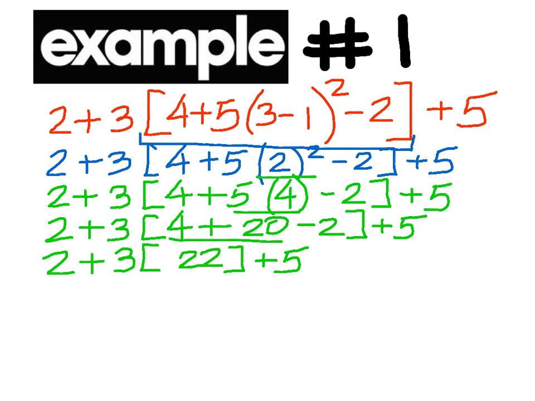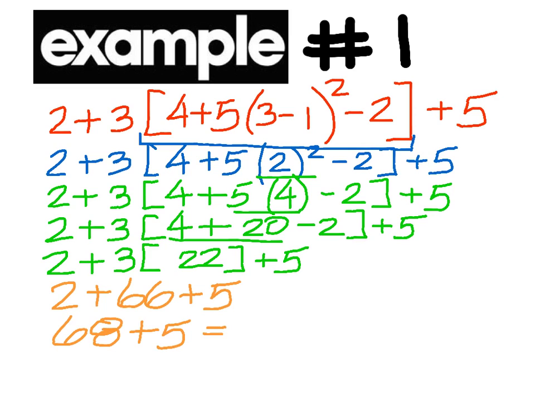Now you have a 3 up against a set of brackets. That means you're going to multiply. So let's do that. 3 times 22 is 66. 2 plus 66 is 68. And if I add 5 to that, I'll get a 73.